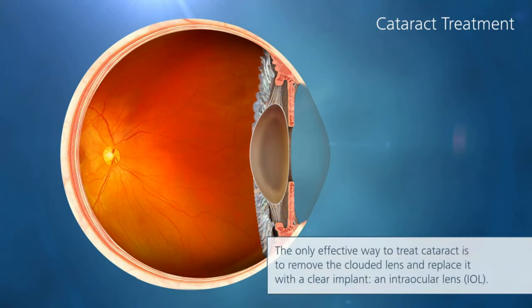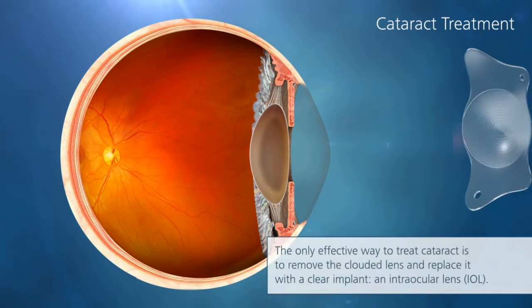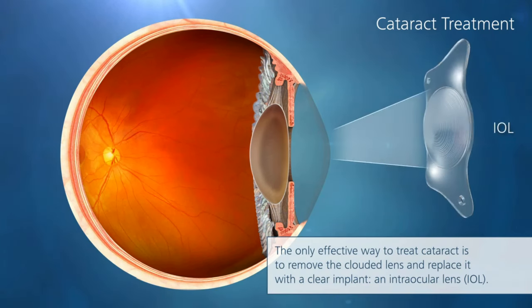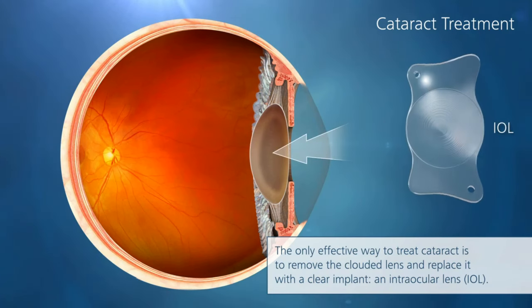The only effective way to treat cataract is to remove the clouded natural lens and replace it with a clear implant, a so-called intraocular lens, IOL.